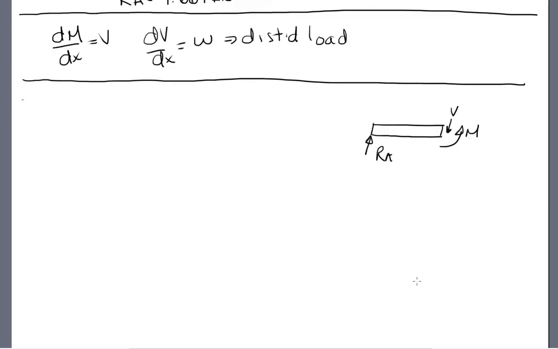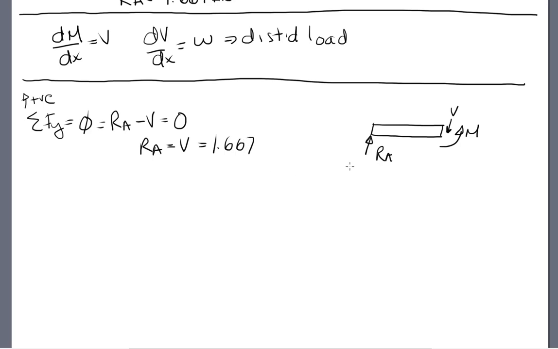Okay, so if we just look at this section right here, we can look at sigma Fy, summing all the forces in y equals 0. Remember, up is positive. We're going to have Ra minus V equals 0, or Ra equals V equals 1.667.